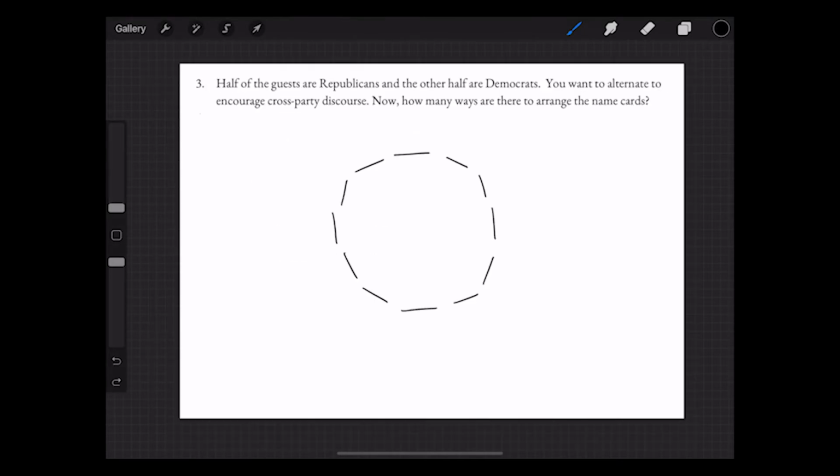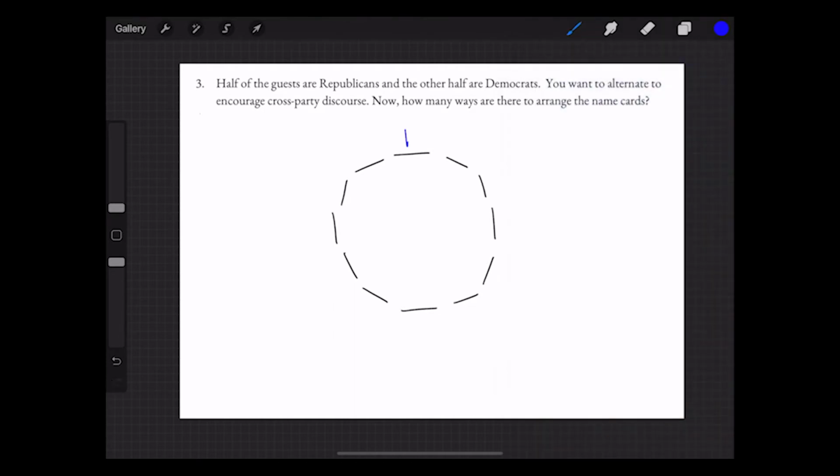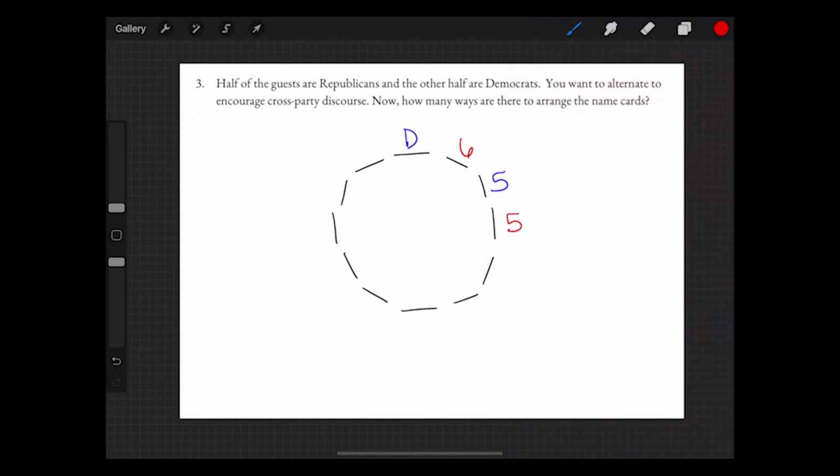Now we're going to say that 6 of our guests are Democrats and the other 6 are Republicans, and we want to alternate them around this table. We can think of this similar to how we did the first question, in that if we're arranging people around a table, we can stick one person in a specific chair to account for all the repeated arrangements. So let's say we can put a Democrat in this chair right here. And then for the seat next to them, it has to be a Republican. So we only have 6 options for who that could be. Then for the next seat, we have 5 options, because there's 5 Democrats left, because we've already set one down. And then 5 Republicans for the next seat, and so on.